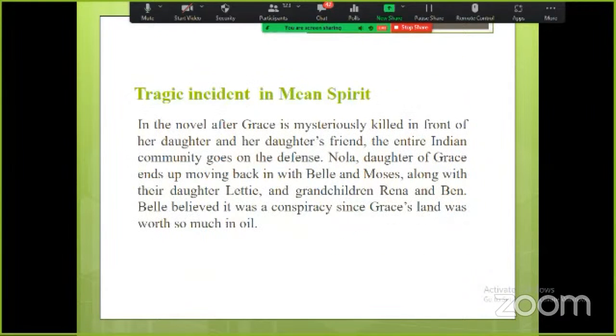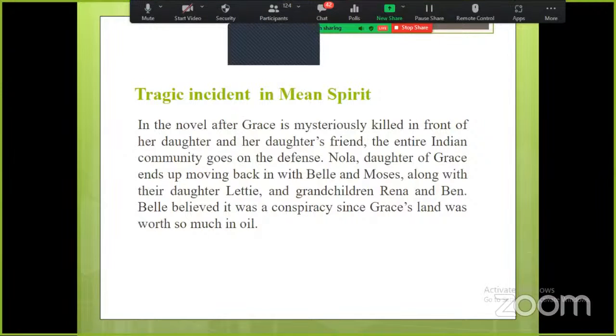Tragic incident in Mean Spirit. In the novel, after Grace is mysteriously killed in front of her daughter and her daughter's friend, the entire Indian community goes on the defense. Nola, daughter of Grace, ends up moving back in with Belle and Moses, along with their daughter Letty and grandchildren Rena and Ben. Belle believed it was a conspiracy since Grace's land was worth so much in oil.